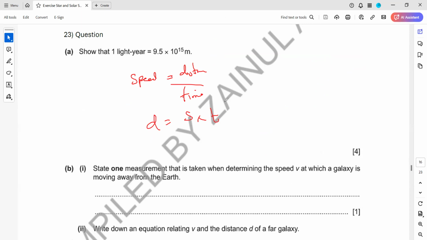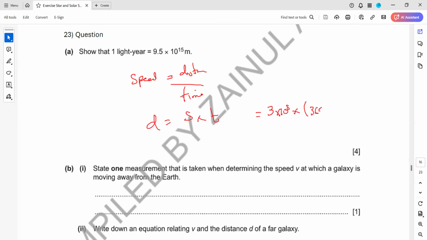So what is the speed of light in a vacuum? You have to memorize this value, which is 3 × 10^8. What about the time? Because it's the distance traveled by light in 1 year, how many days do we have in 1 year? We have 365 days. Because this is 3 × 10^8 meters per second, the time must be in seconds.